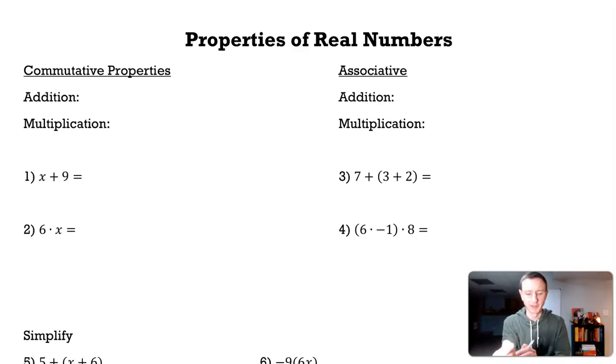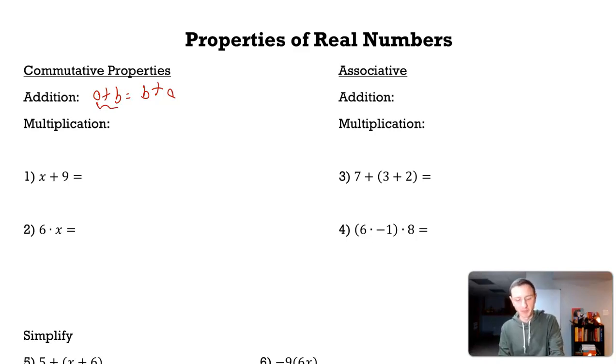Today we're looking at properties of real numbers. So both the commutative property, the associative property, and the distributive property we're going to take a look at. So first, the commutative property is when we have something like a plus b, we could rewrite that as b plus a, meaning that the terms for addition can be rearranged.